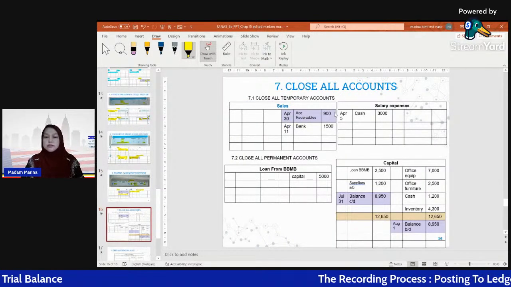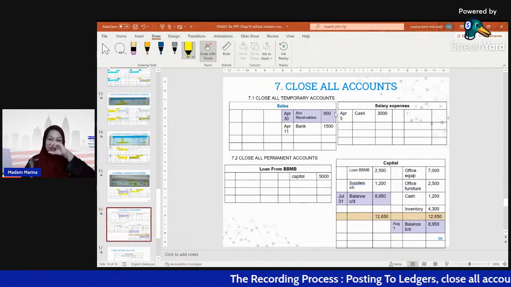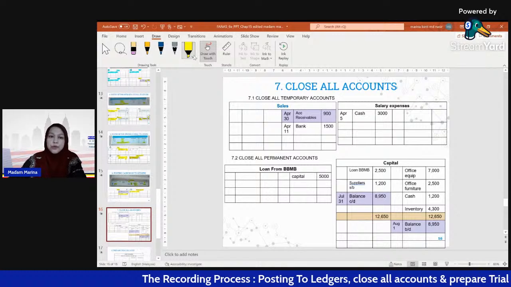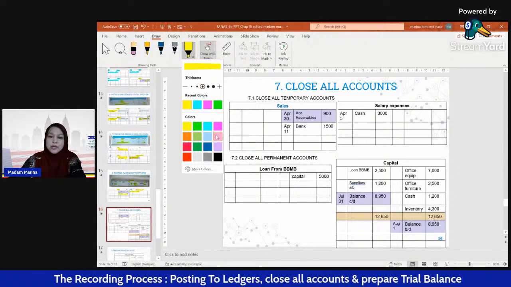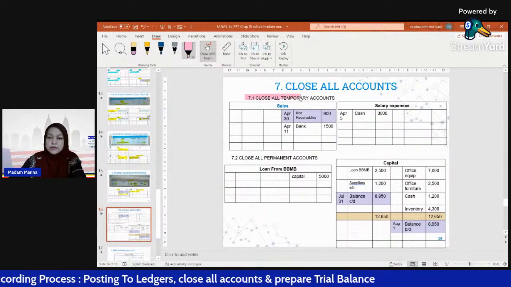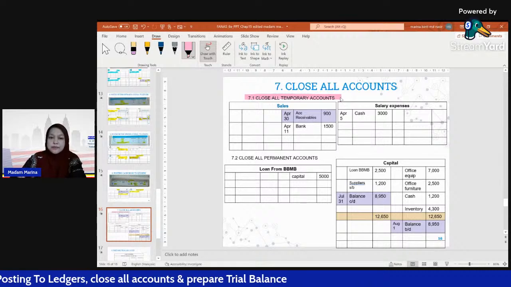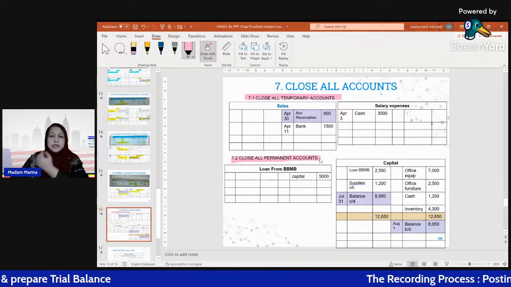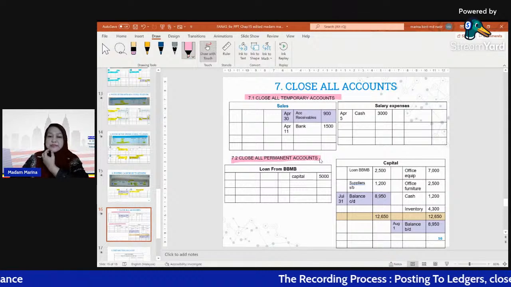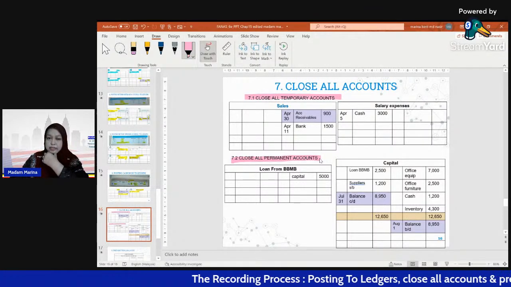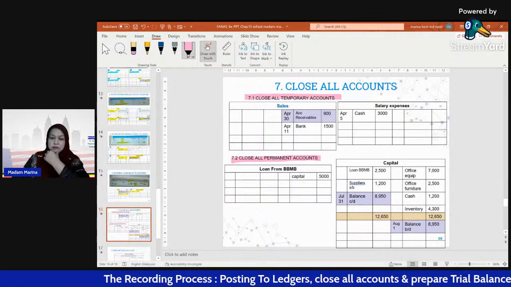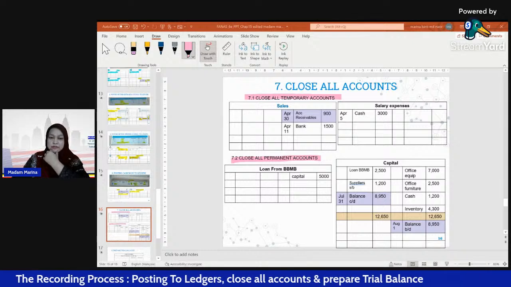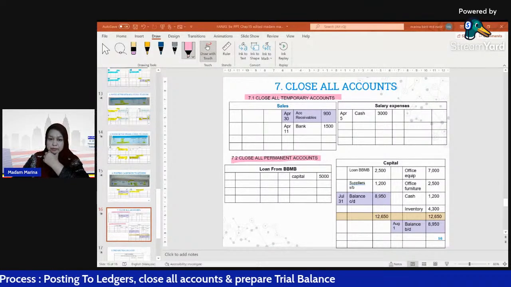Close all the accounts. So we need to close account. Okay, so now what we have to do is, okay, we close the temporary account first, and then we close the permanent account. Okay, what the difference between temporary accounts and permanent accounts?